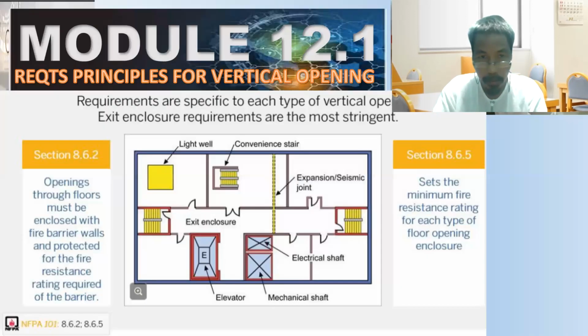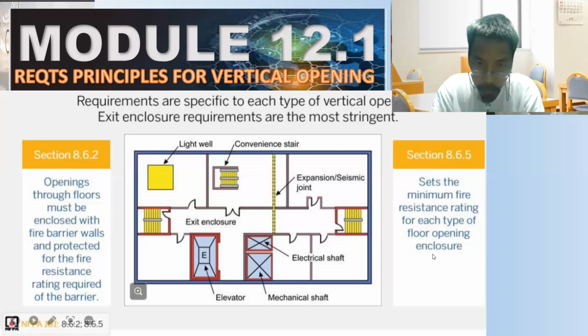So that's all about this concept and principle of dealing with vertical openings. We need to minimize, if not totally close, those openings, but we cannot totally close them. So we have to minimize and seal off those openings by using fire rated barriers, what we call fire barrier walls.